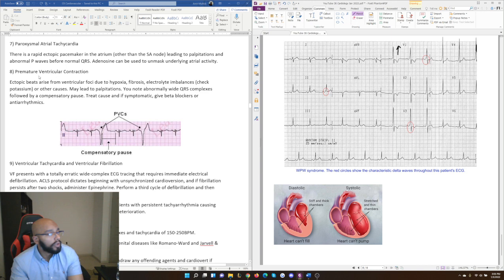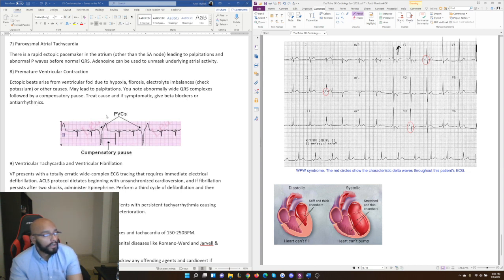PVCs, premature ventricular contractions. Okay, there's something to talk about. So there's a bit of a problem in this kind of patient, right? Ectopic beats arise from ventricular foci due to hypoxia, fibrosis, electrolyte imbalances, or other causes. May lead to palpitations. You note abnormally wide QRS complexes followed by a compensatory pause. Treat the cause, and if symptomatic, give beta blockers or antiarrhythmics.